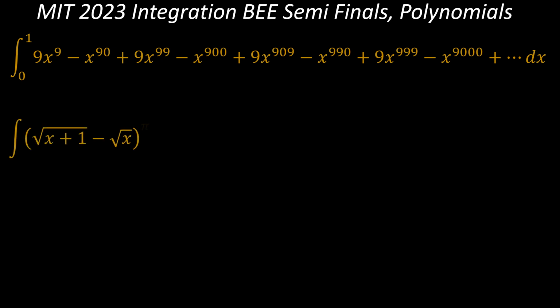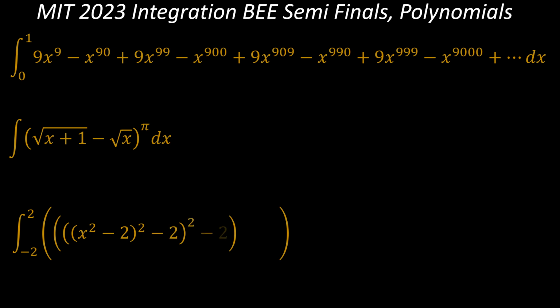The next question was the integration of the bracket square root of x plus 1 minus square root of x, to the power pi. And the last question was the integration of x squared minus 2, all that squared minus 2, all that squared minus 2, all of that squared minus 2, from negative 2 to positive 2.